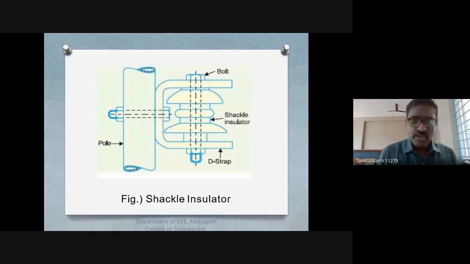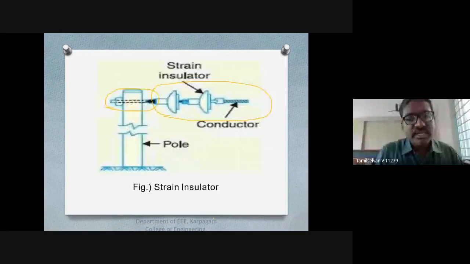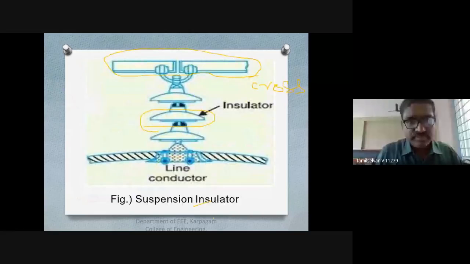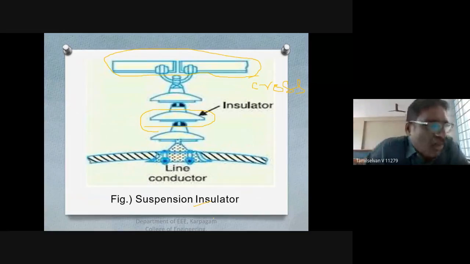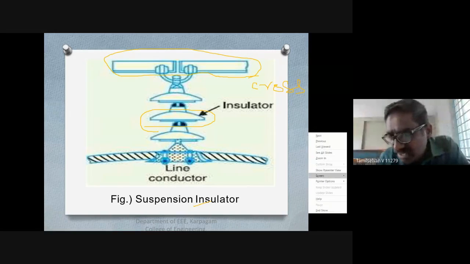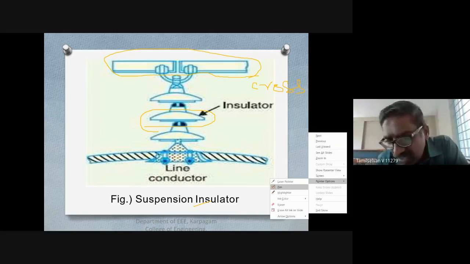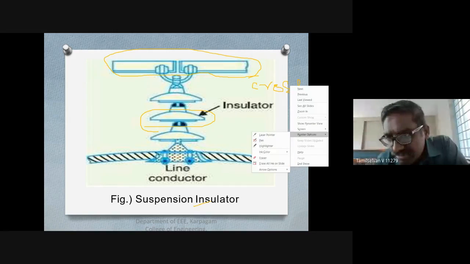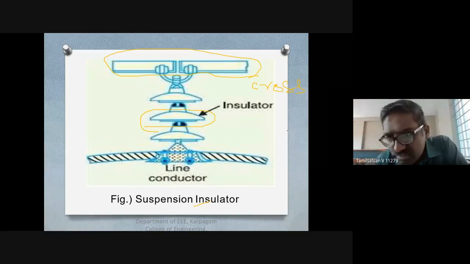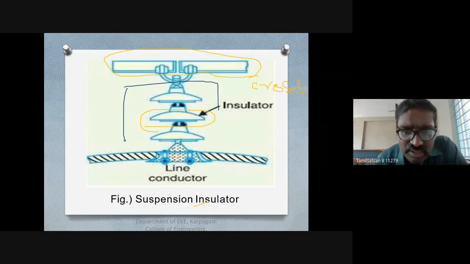The next important thing in insulators is voltage distribution. How is the voltage distributed in an insulator string? This is called an insulator string. So this part is our insulator string.